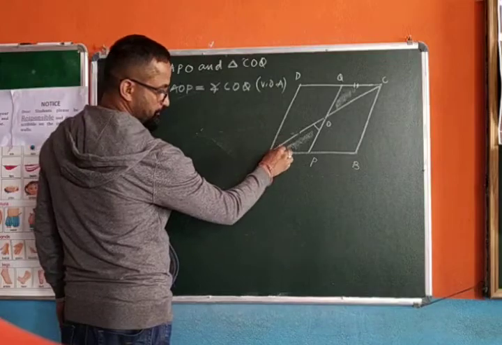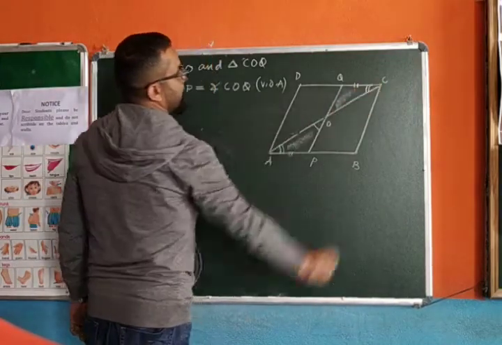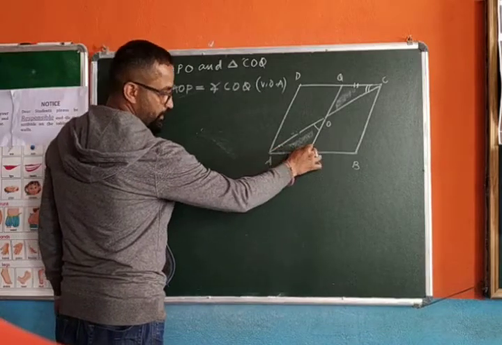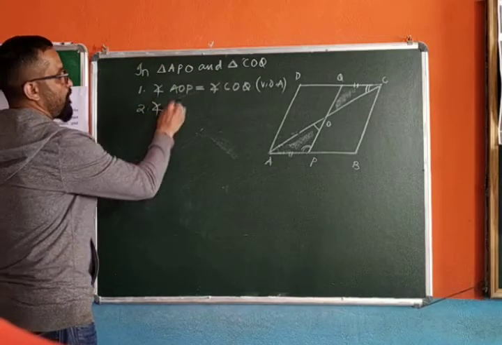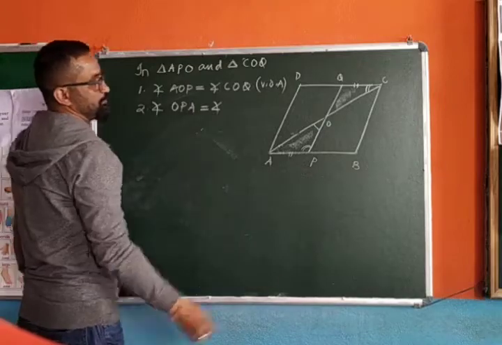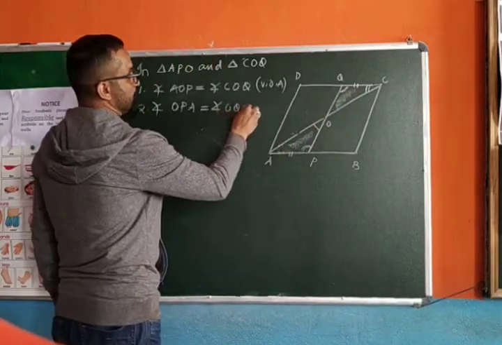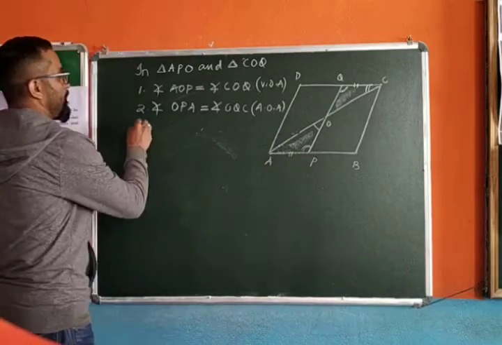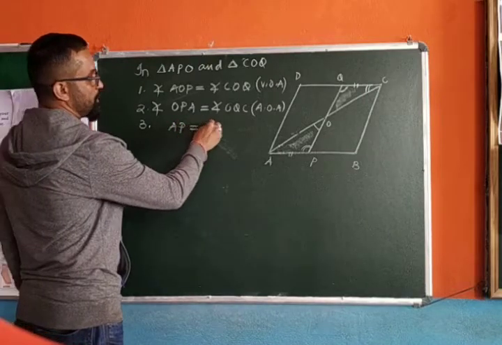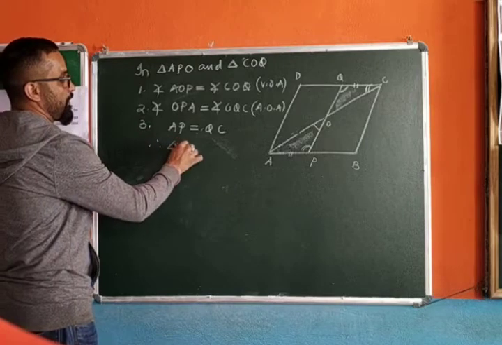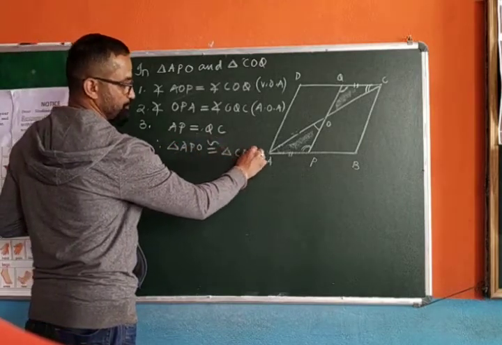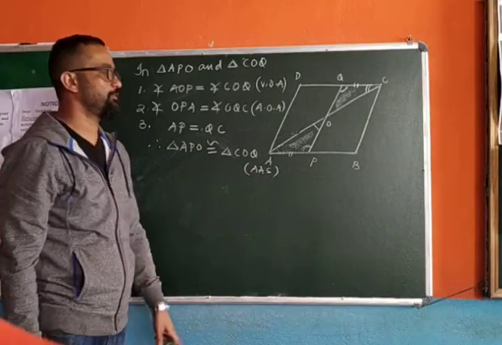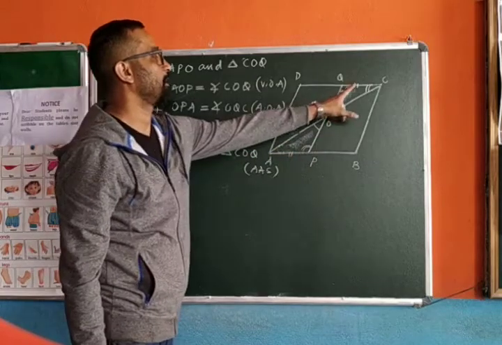Then you can take this. These two angles are alternate angles, or you can take this one. Okay, let's take this one. Angle OPA is equal to angle OQC, alternate angles, because this PQ is a transversal. Third one, it's given in the question, AP is equal to QC. Therefore, triangle APO is congruent to triangle COQ by the angle-side-angle property of congruency.